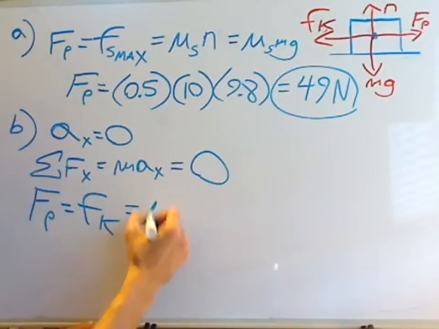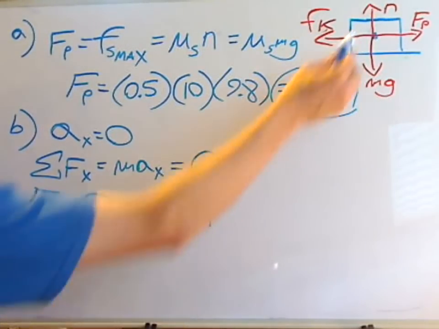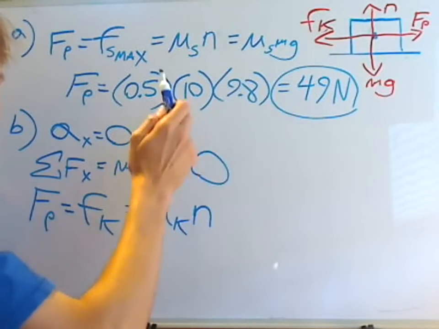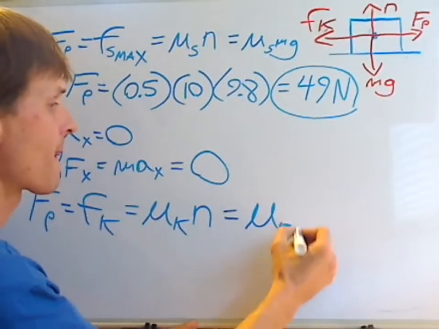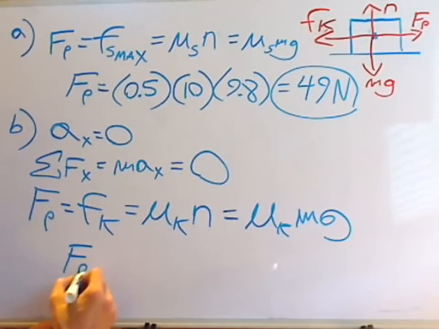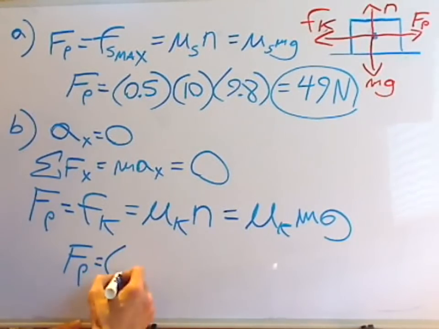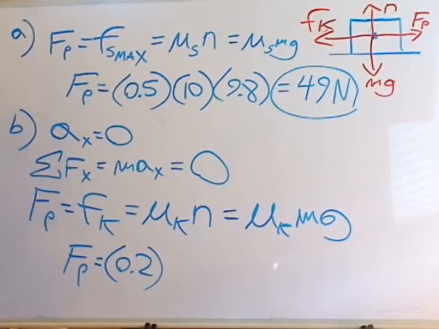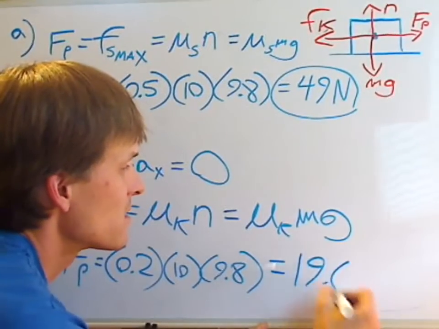Kinetic friction is given by the coefficient of kinetic friction times the normal force. But again, with a flat horizontal surface, the normal force equals mg. So now we can go ahead and put numbers in. The coefficient of kinetic friction, again, you have to look this up in your textbook, is 0.2. Mass 10, G 9.8. You multiply those three things together and you get 19.6 newtons.